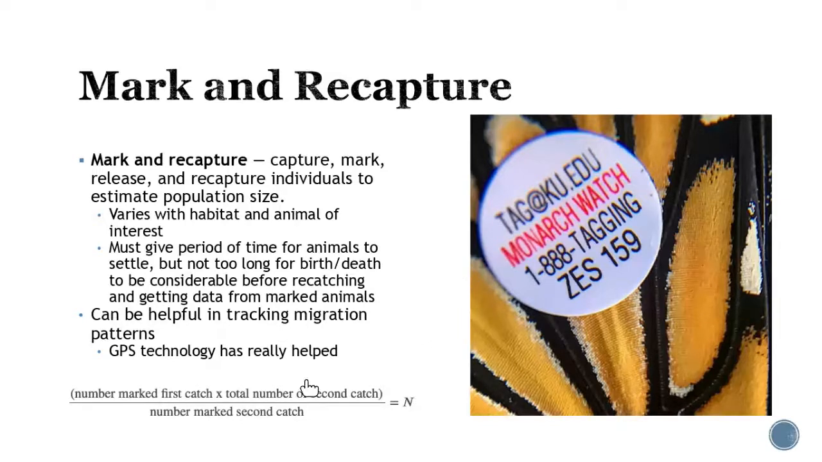Now, when you go through this mark and recapture to determine a population, there are a few things you have to think about. You want to give the animals time to resettle before you go back and recount the population, but you don't want to allow too much time for the birth and death rates to be super impacted. They have an equation to determine the population using this technique: the number of animals marked in the first catch times the total from the second catch, over the total marked in the second catch. That will determine their population size.